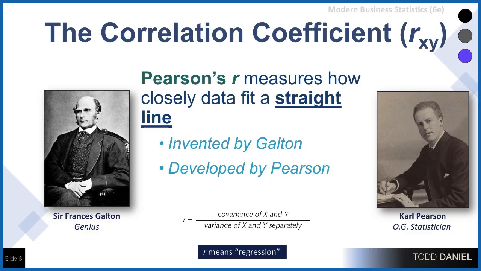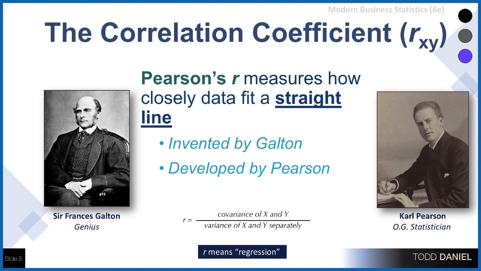The math behind this correlation is called the correlation coefficient, which we will summarize as R sub x,y, where x is one variable and y is the other variable. So the R is the correlation between x and y. This is called Pearson's R, and it's measuring how closely the data fit a straight line. It was invented by Sir Francis Galton and perfected by Karl Pearson.